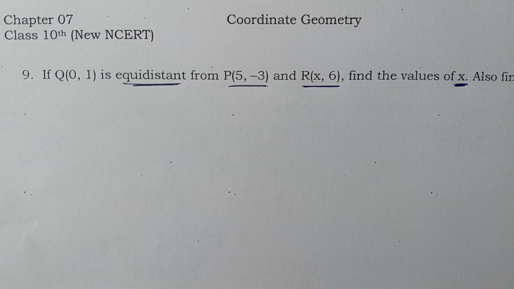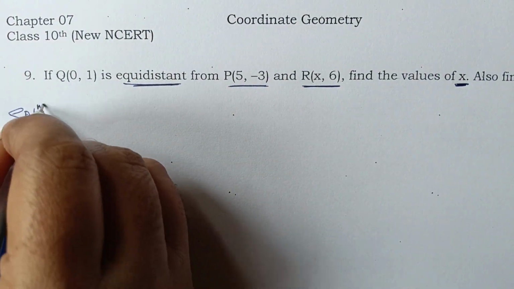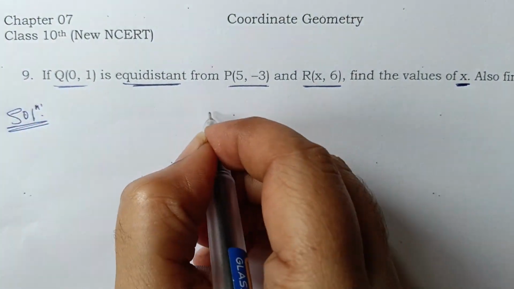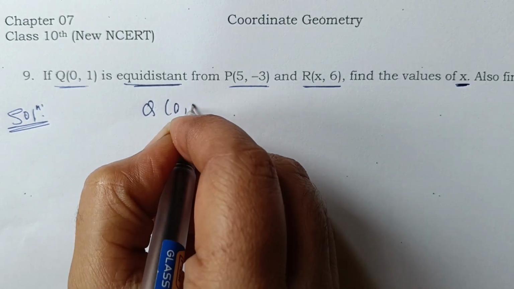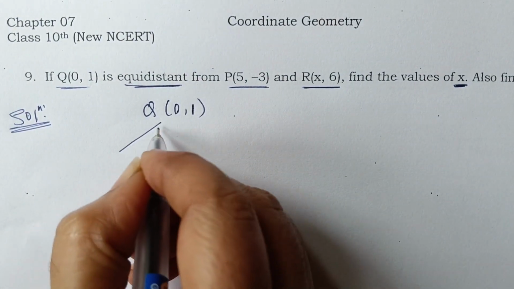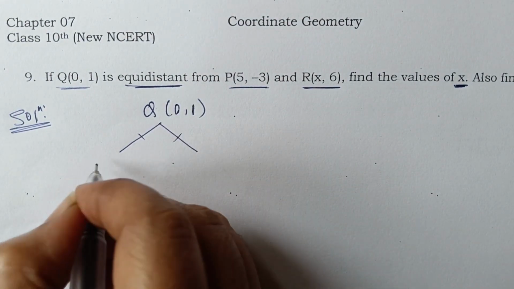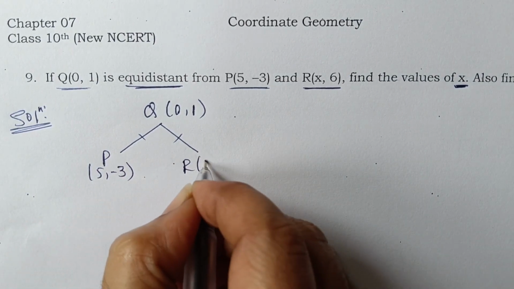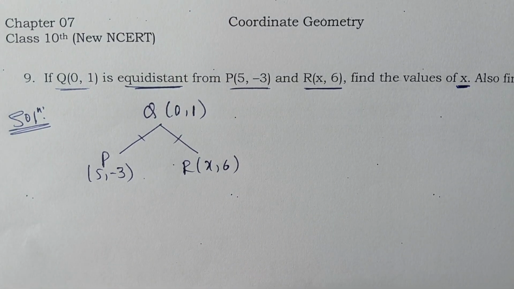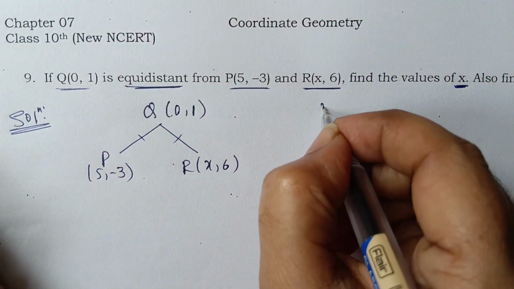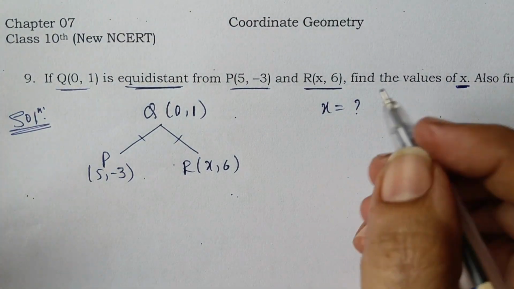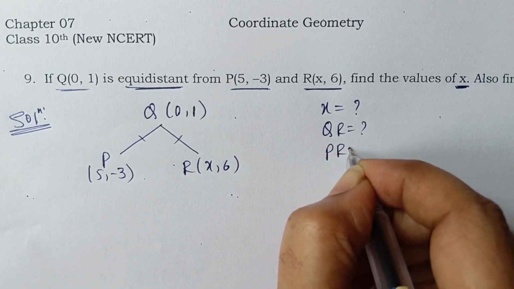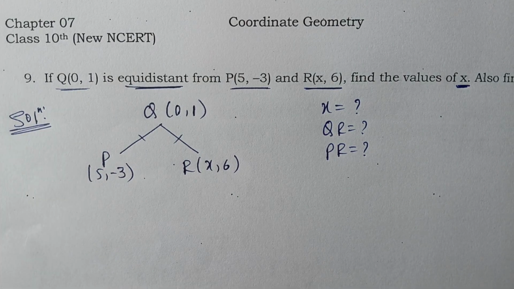Let's start. Okay. So what is the condition they have given? This Q point, Q 0,1, is equidistant, equal distance from P 5, minus 3 and R is x, 6. So as soon as it is equidistant, what do we need to find out? x is equal to question mark, and one more, QR also we need to find out, and PR also we need to find out. Okay, so let's start this.